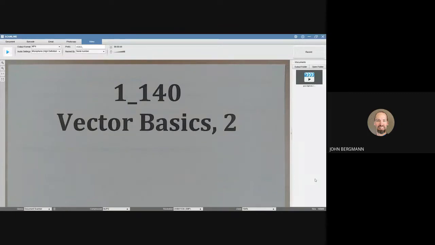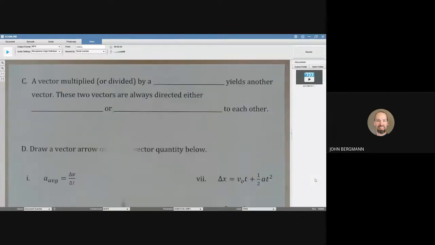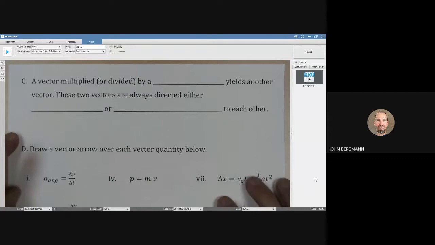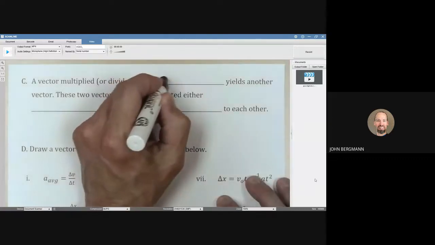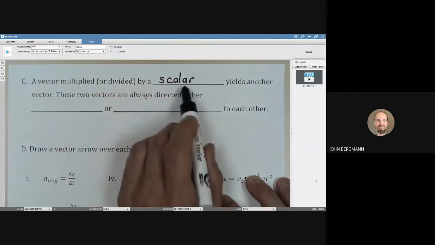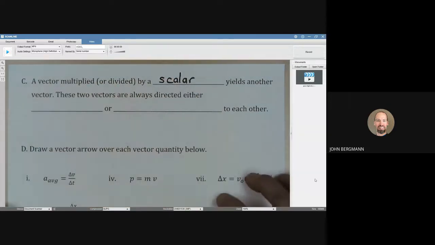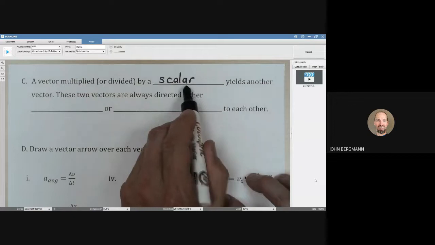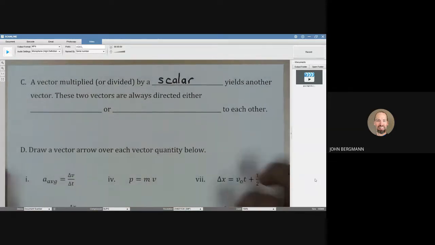This is another video on basics of vectors. A vector multiplied or divided by a scalar. Make sure you spell scalar correctly. It has two A's in it and no E's. This is not an E right here, it's an A. Any vector multiplied or divided by a scalar yields another vector.